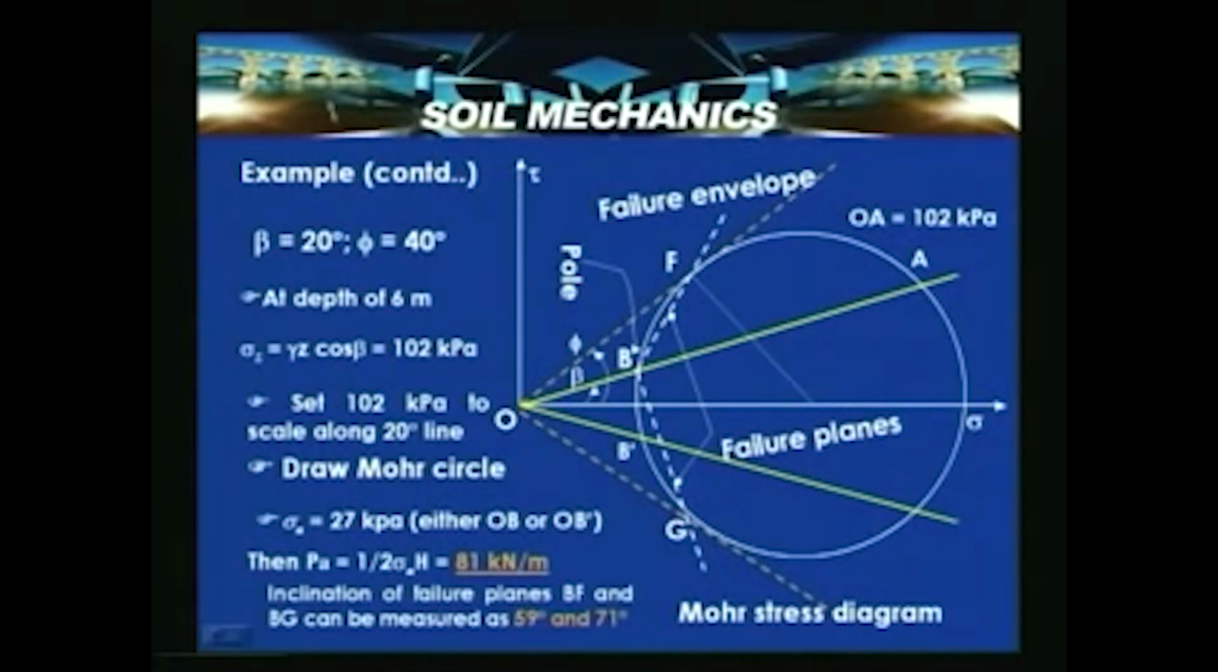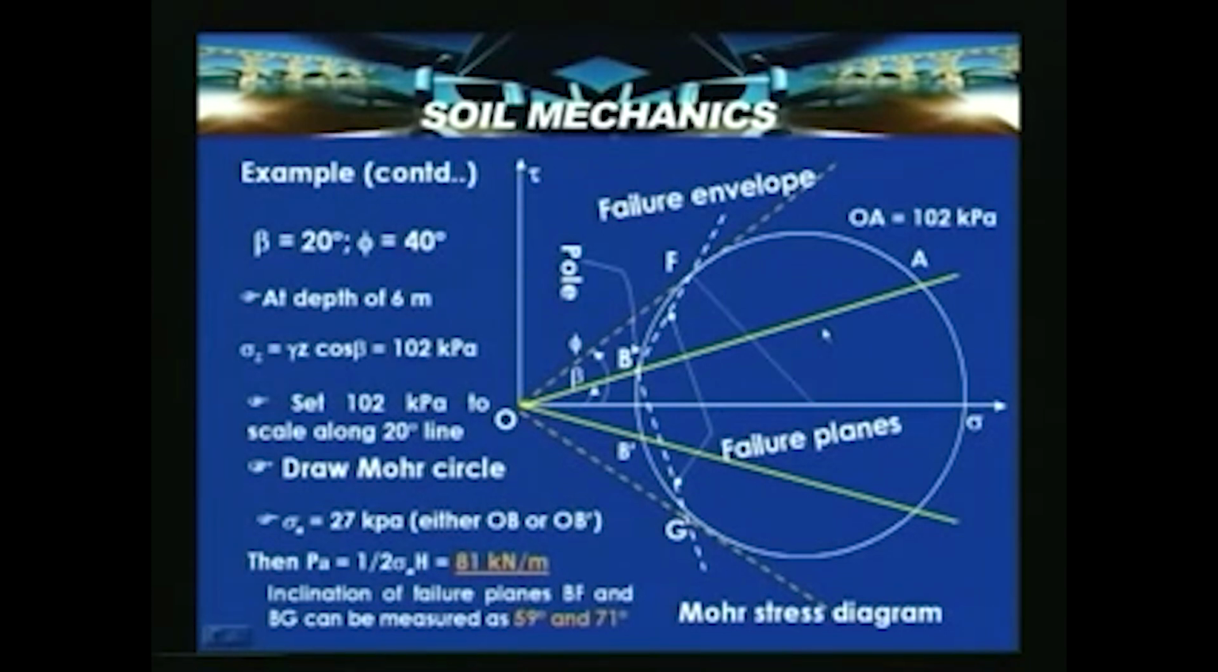So, in continuation of the previous example, beta is equal to 20 degrees, that is the surface, and the friction angle is 40 degrees. Let us plot this on a tau-sigma plot. On the tau-sigma plot, first the failure envelope is known to us. The failure envelope is inclined at 40 degrees with the horizontal. Then the ground surface is 20 degrees with the horizontal. So, plot the ground surface. On this ground surface, along this direction, the stresses are acting, please remember.